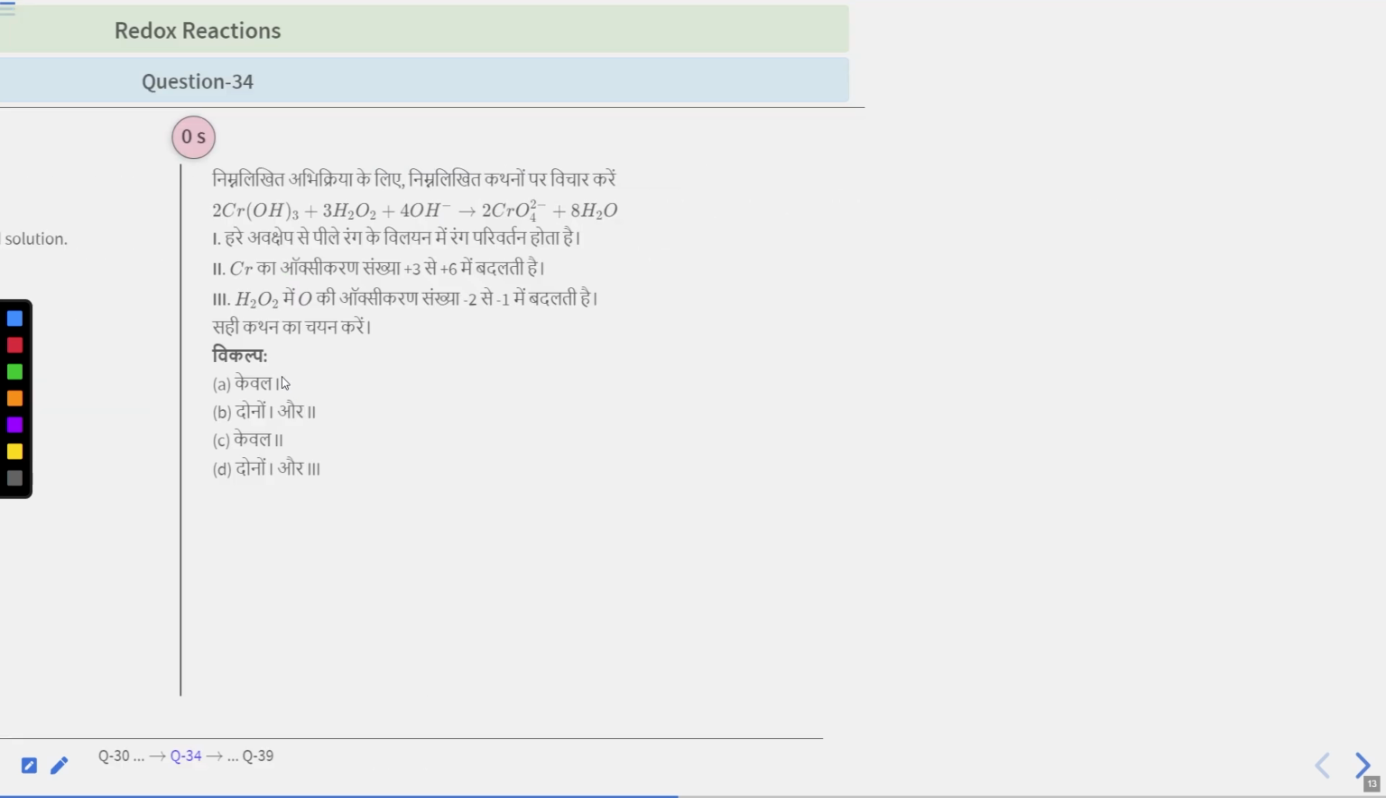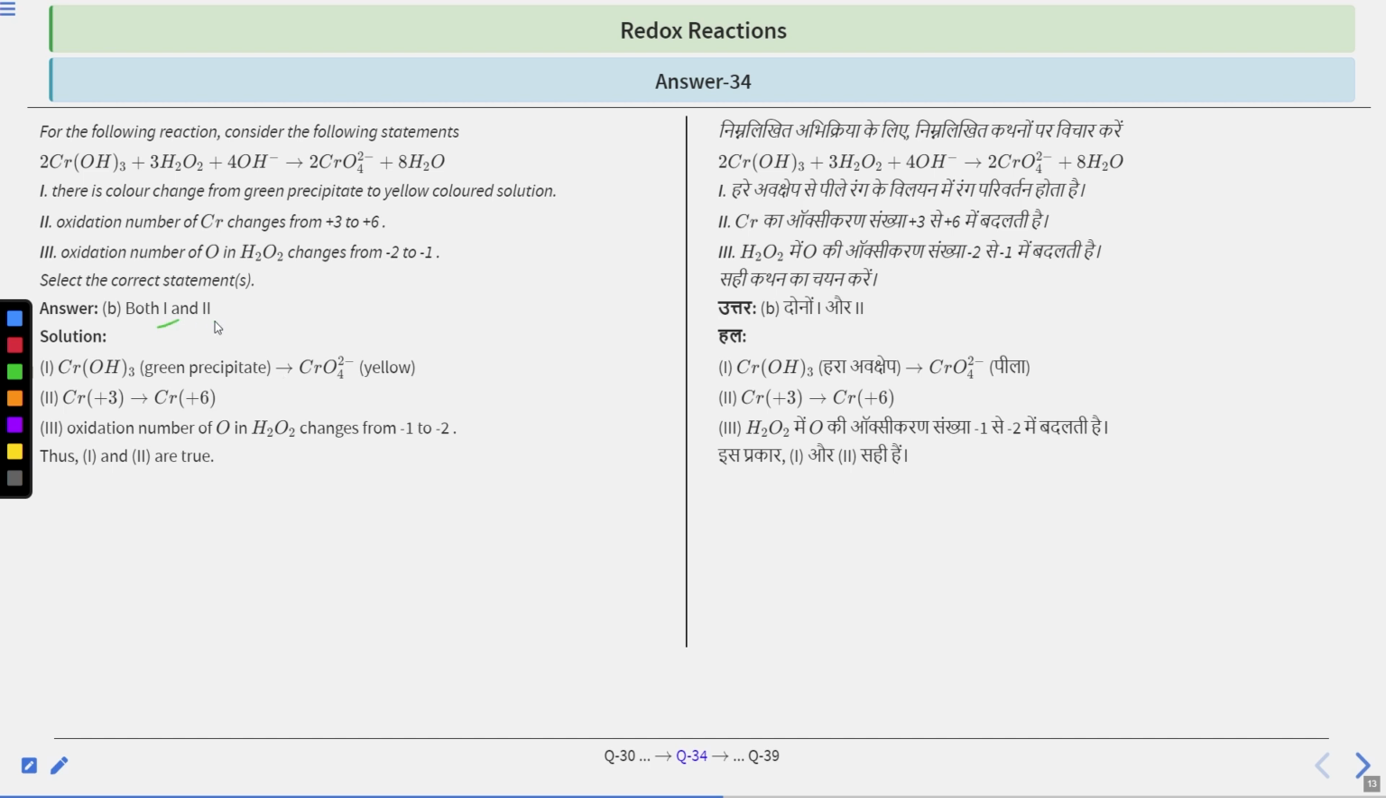Okay, let's see. The correct answer is option B, that is both first and second statements are correct. The first statement says that there is a color change from green precipitate to yellow colored solution. So Cr(OH)3 is a green precipitate, which on reaction gives us CrO4 2 negative here, right? So it is a yellow colored solution. So the first statement is correct. The second says that oxidation number of chromium changes from +3 to +6. If you find out the chromium oxidation state here, it is +3. If you find it here, it is +6. So yes, chromium is changing from +3 to +6 oxidation number.